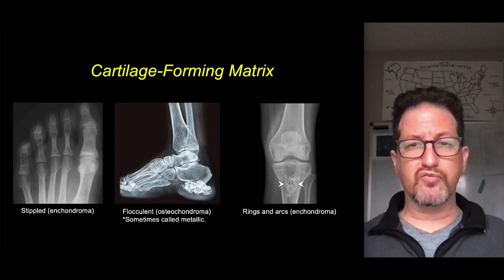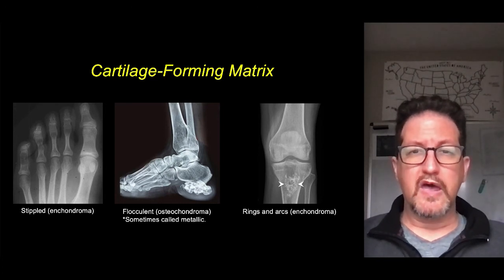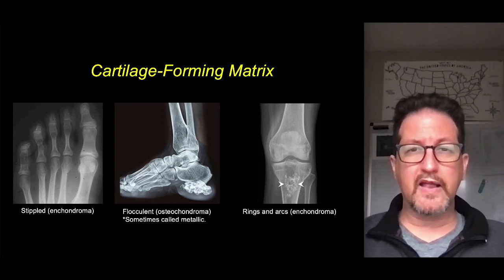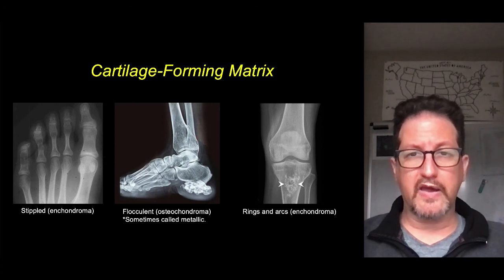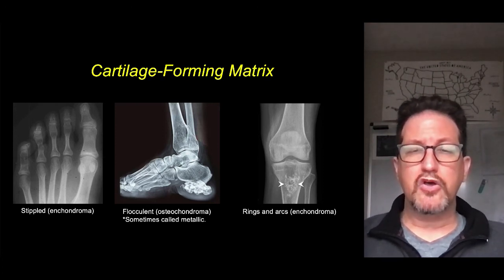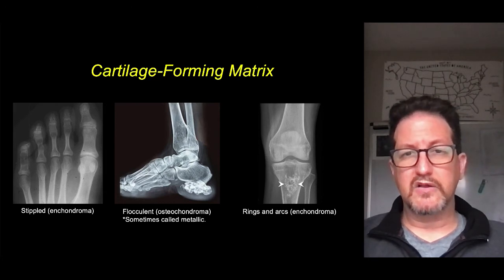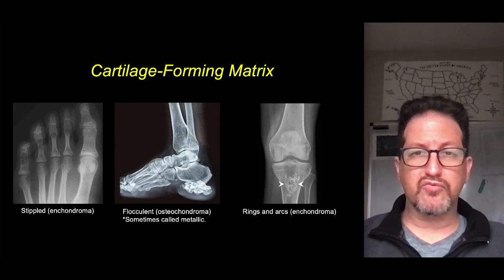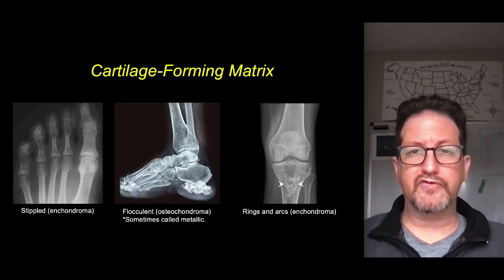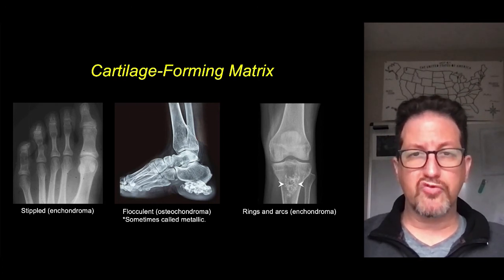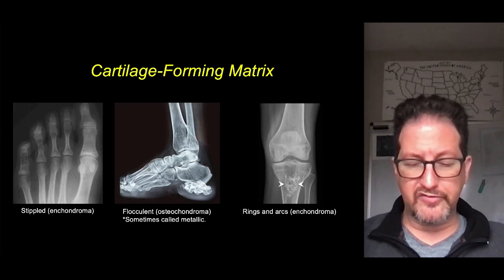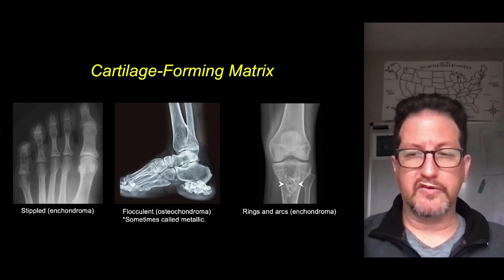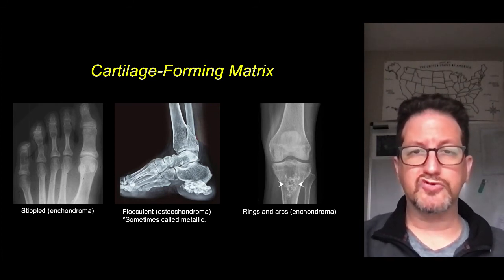And then finally, the rings and arcs appearance, as you can see, is in this enchondroma on the right side. This is a proximal tibial enchondroma. You can see it's got little wavy lines and rings and curvatures of different shapes, and that is very typical for an enchondroma, and in some cases a bone island, which we'll see another example of shortly.